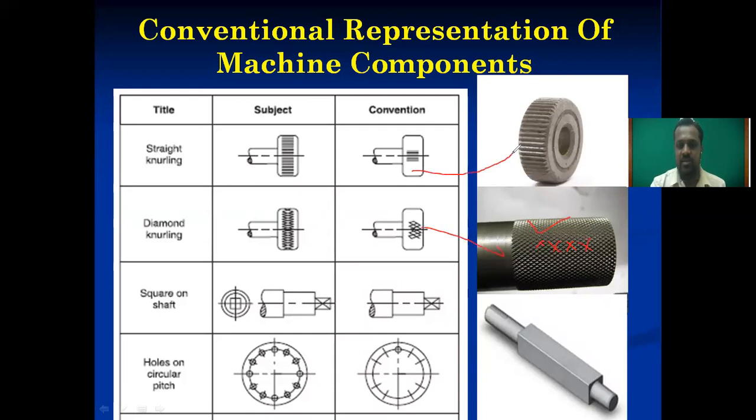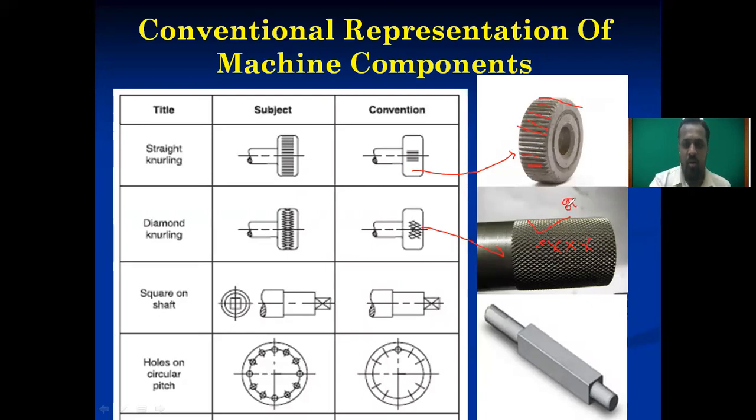And when this structure is straight like this, when a straight structure is on the surface of the machine component, that is called straight knurling. Okay. And why are we providing the knurling? To achieve a good grip.